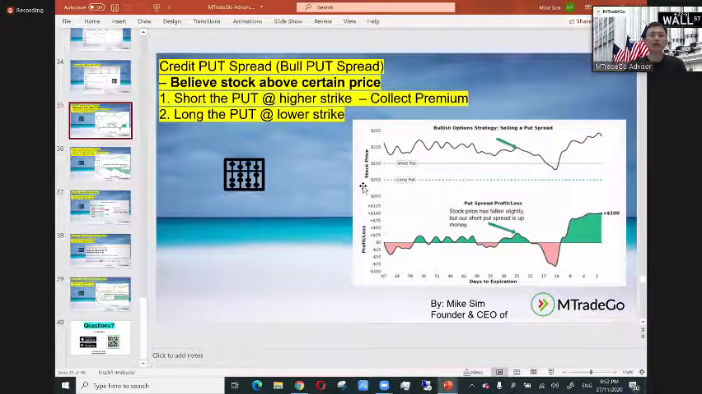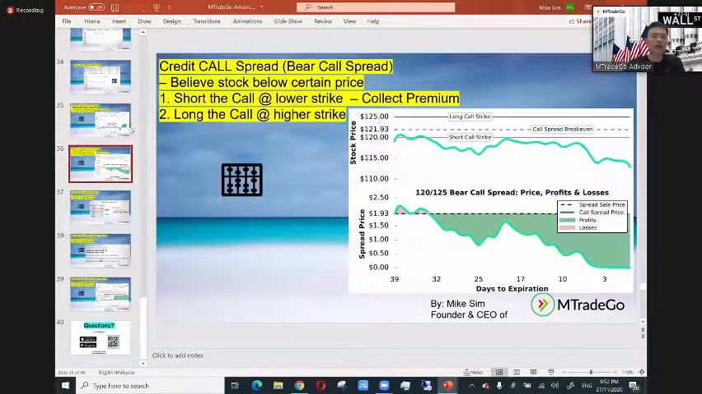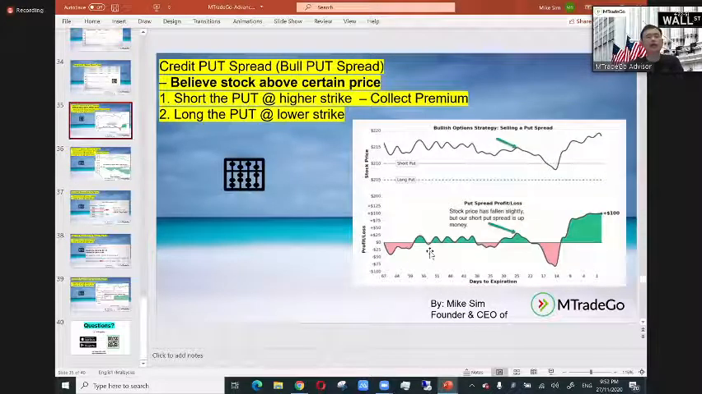So it's at 205. The maximum you can lose here is the premium you collected minus the premium you paid, and the difference of this price. Okay, so that's why they call it a credit put spread. Overall, first case scenario, if the price stays above it, you will collect the net premium.